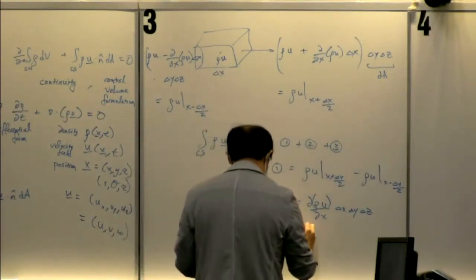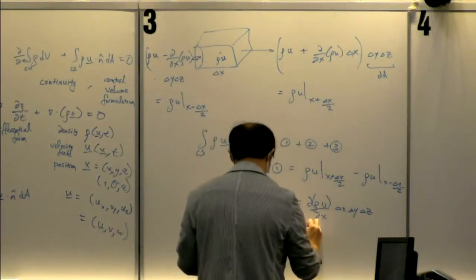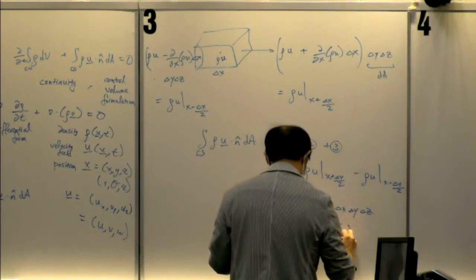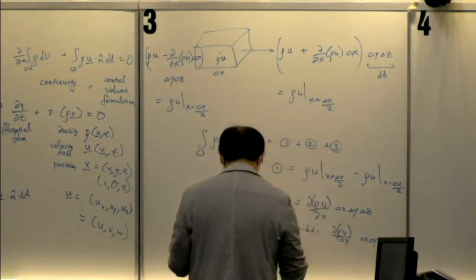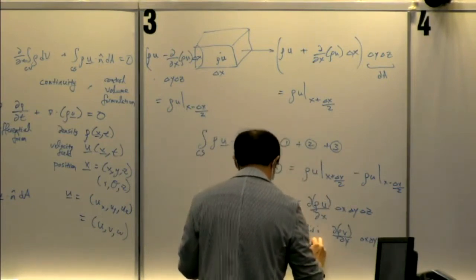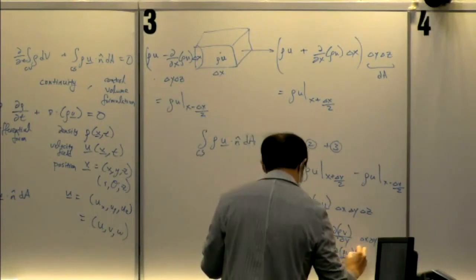In the y direction, you have d rho v dy times delta x delta y delta z. And in the z direction, similarly, d rho w dz times delta x delta y delta z.